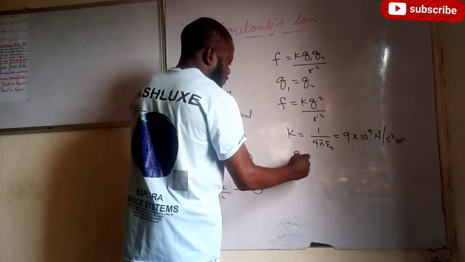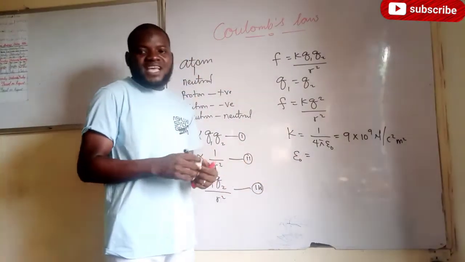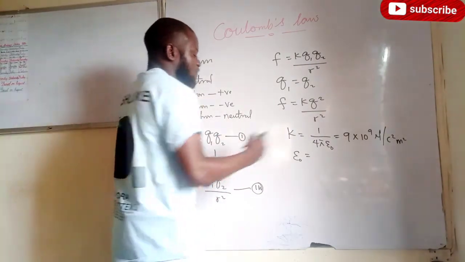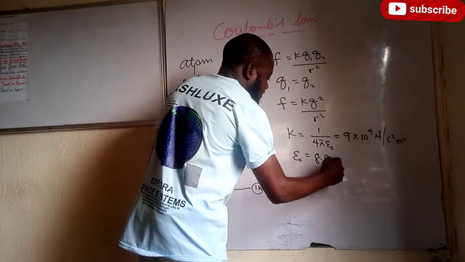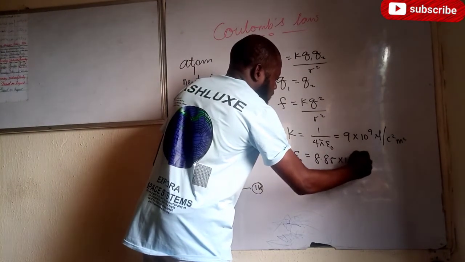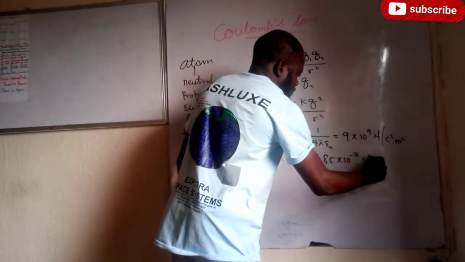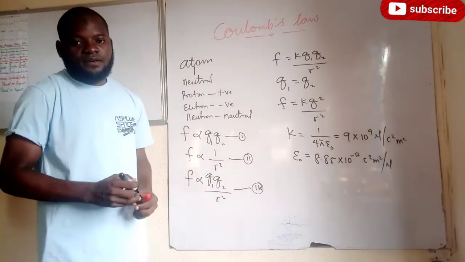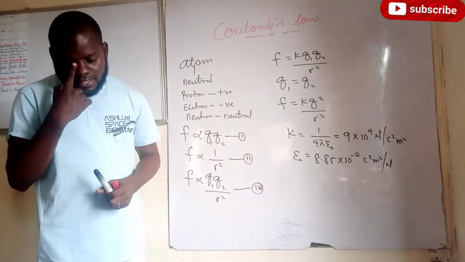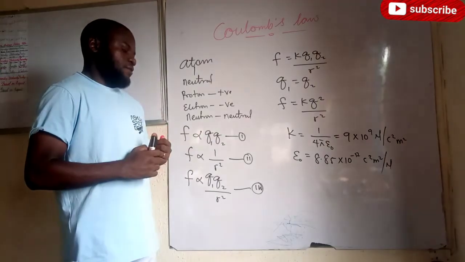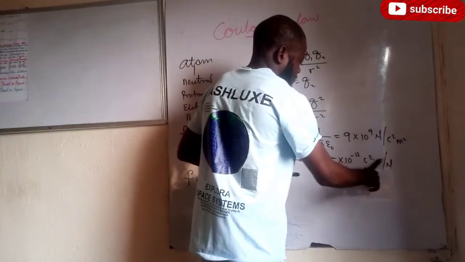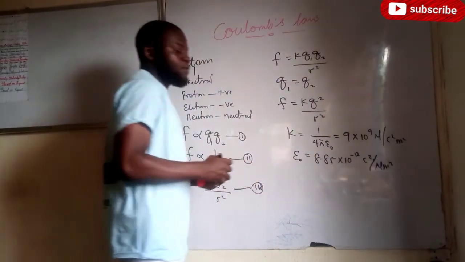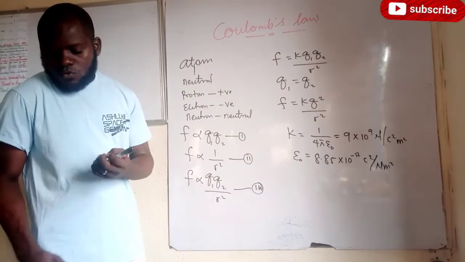There's something else that we need to understand here. What is the value for epsilon naught? Epsilon naught is known as the permittivity of vacuum. And the value for the permittivity of vacuum is 8.85 multiplied by 10 to the power of minus 12 Coulomb square meter square per Newton. Do we understand this now? Cool. Okay, I think there's a mistake here. This is supposed to be Coulomb square per Newton meter square. Cool.